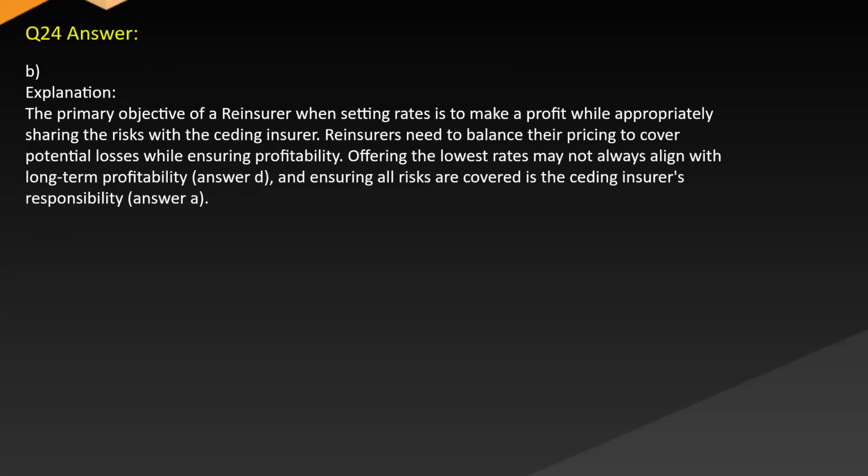Answer: B. Explanation. The primary objective of a reinsurer when setting rates is to make a profit while appropriately sharing the risks with the ceding insurer. Reinsurers need to balance their pricing to cover potential losses while ensuring profitability. Offering the lowest rates may not always align with long-term profitability. Answer D. And ensuring all risks are covered is the ceding insurer's responsibility. Answer A.